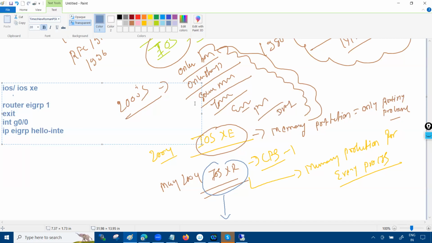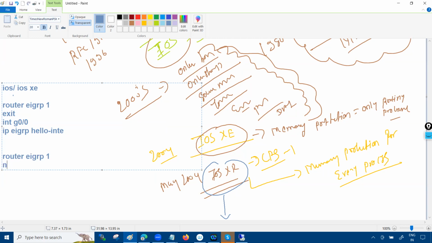So if you see, there is no hierarchy. There is no hierarchy in the IOS and IOS XE. IOS XR said that, hey, you know one thing, I'm gonna maintain 100% hierarchy. So whatever commands you do, whether changing the timers or summarization or whatever, you are gonna do it under a single box.